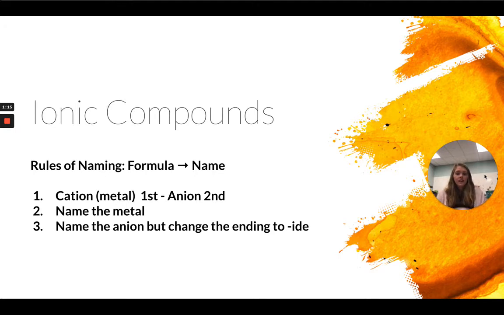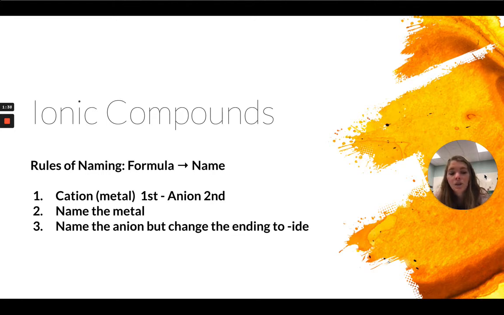The rule for this is you name the cation, which is always the metal, first. So the metal always comes first, and the anion comes second. If we're looking at NaCl, Na comes first, so sodium comes first, and chlorine comes second. We name the metal, so it's just sodium.